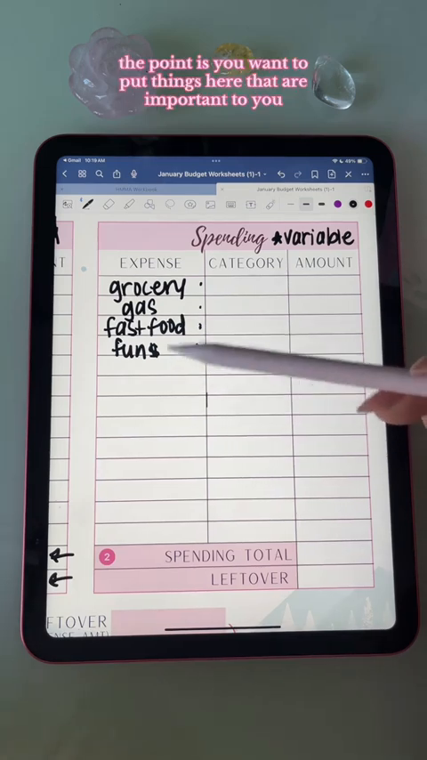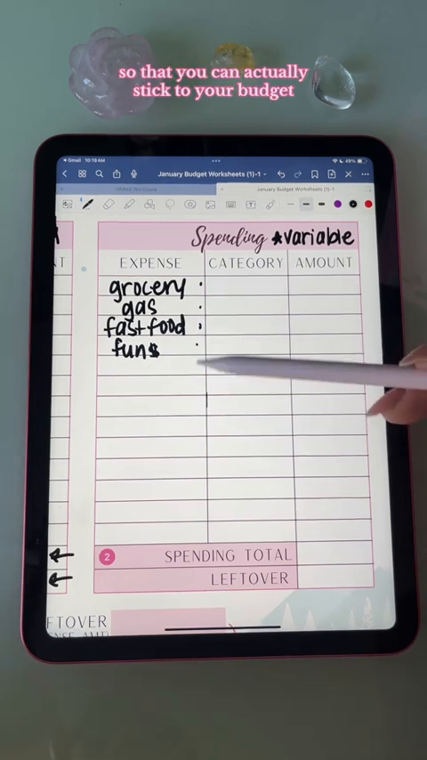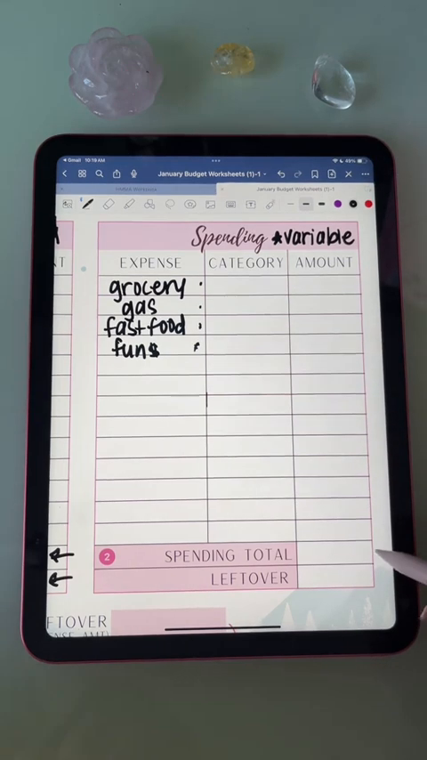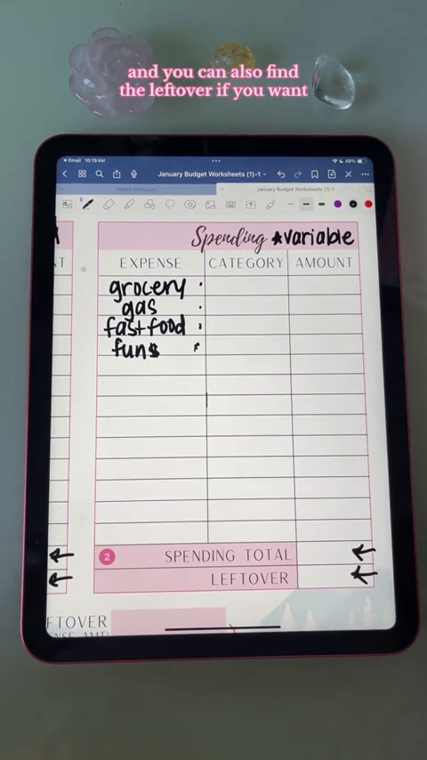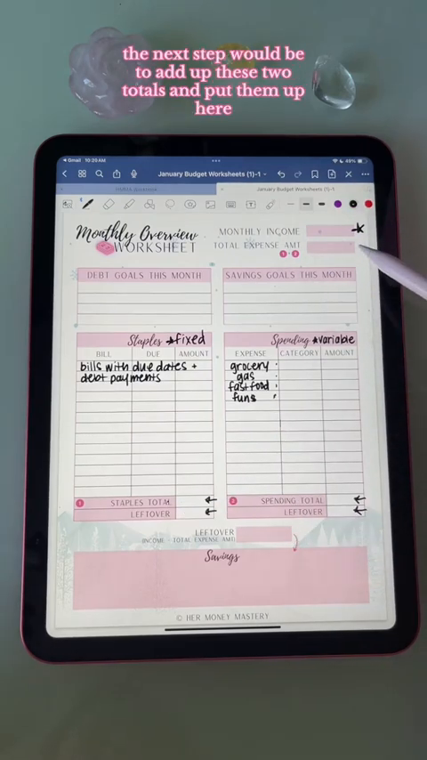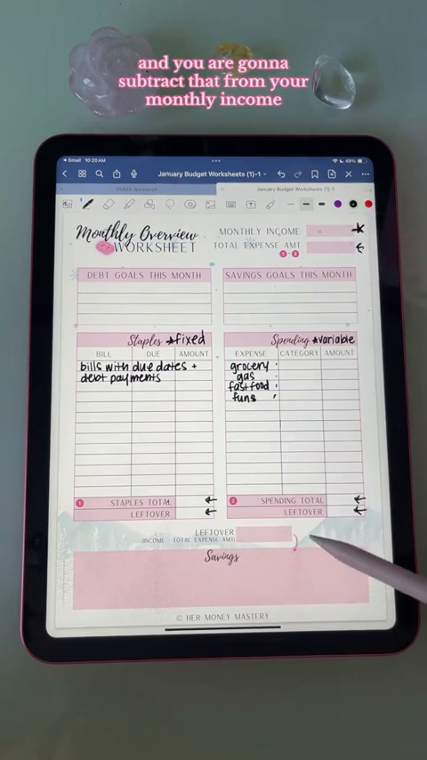The point is you want to put things here that are important to you so that you can actually stick to your budget. So if you're not giving yourself any fun money, you're probably going to blow your budget. Then you're going to want to total that up, and you can also find the leftover if you want. The next step would be to add up these two totals and put them up here. This is your total expense amount, and you are going to subtract that from your monthly income to get your leftover down here.